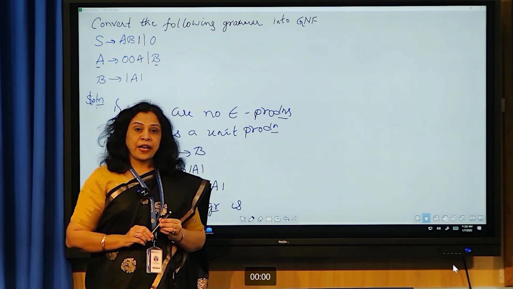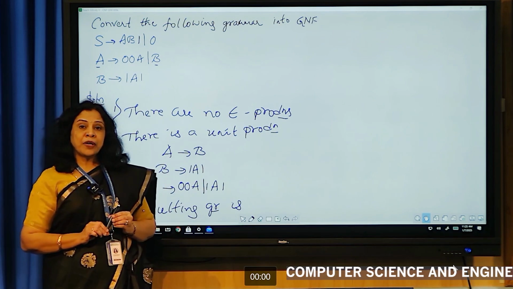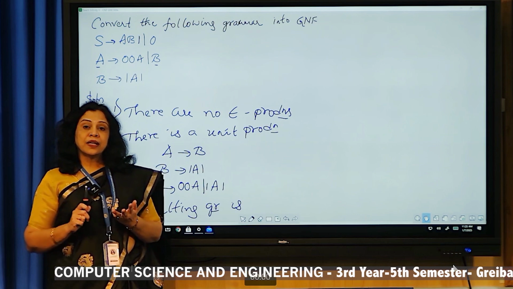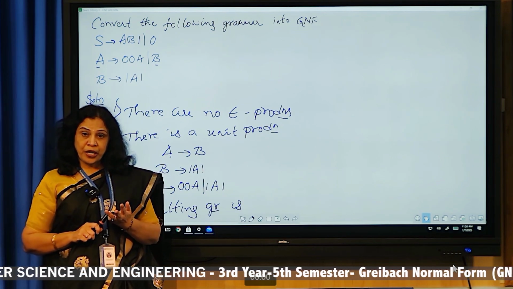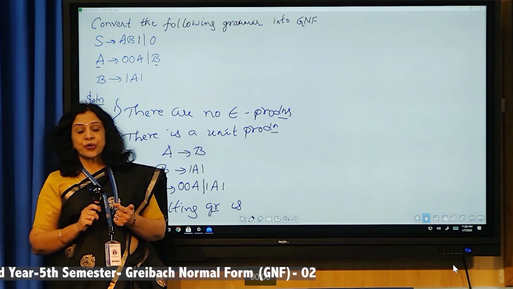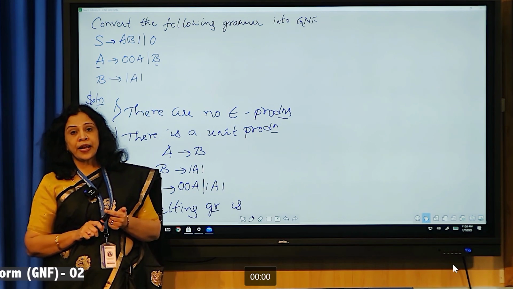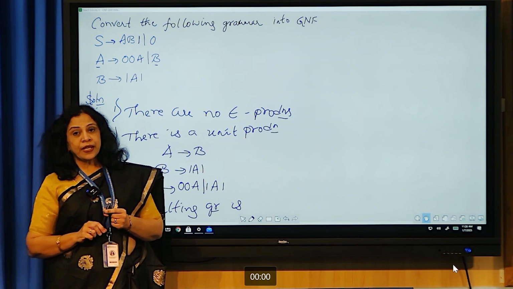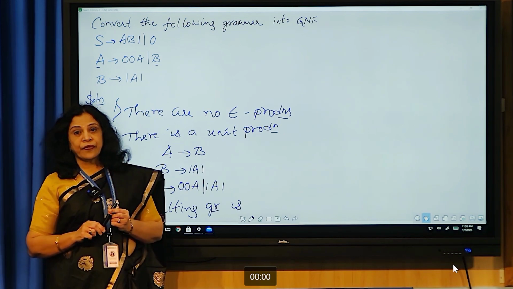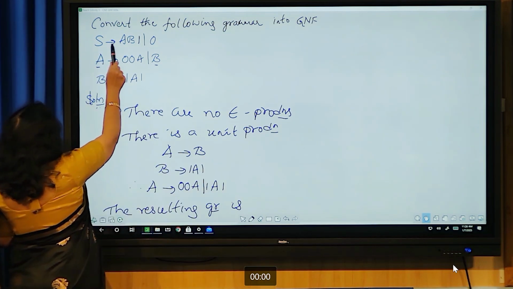So the steps say the given grammar has to be in CNF. For the grammar to be in CNF, it should be already simplified grammar. Means the grammar should be free from unit productions, free from epsilon productions, and should not have any useless productions. That simplified grammar we will take and convert into CNF. The grammar in CNF will be converted to the GNF. That is the process. So now let us look at this.